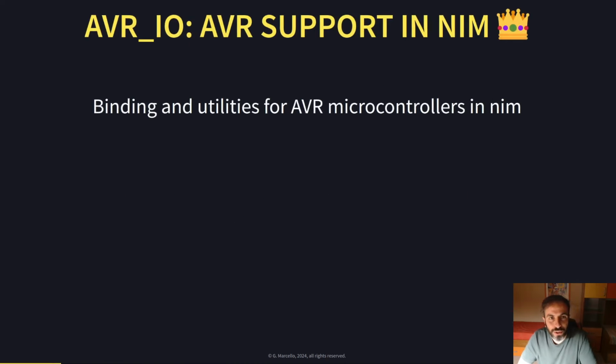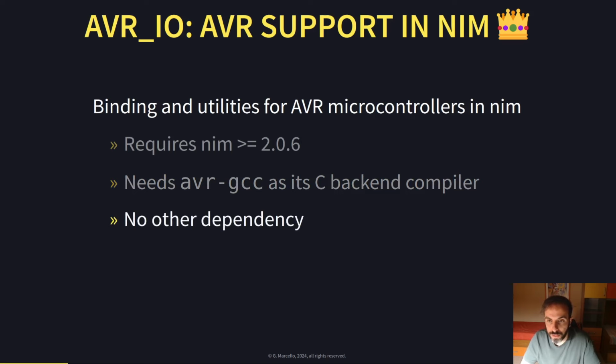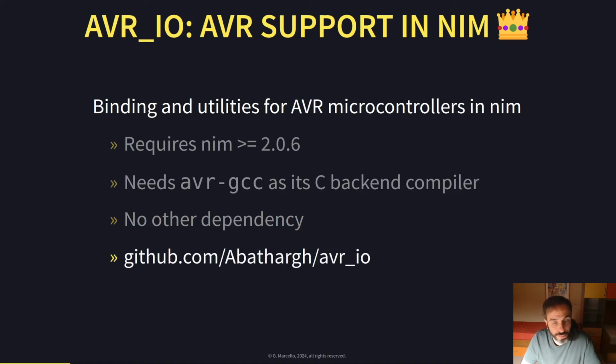So, AVR-IO. AVR-IO is a library that I wrote in Nim, which brings bindings and utilities for AVR microcontrollers in the language. It requires Nim 2.0.6 at least. It needs AVR GCC installed on your machine as its C backend compiler, so you have to install this if you want to use the library. But there's no other dependency from a code standpoint, because it's quite self-contained as a library. And you can find it here on my GitHub.